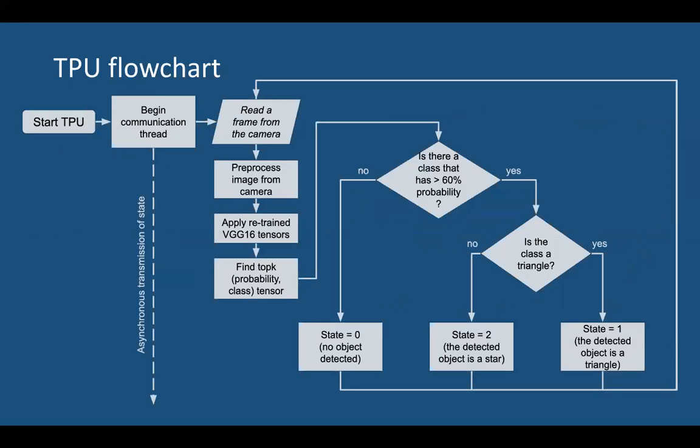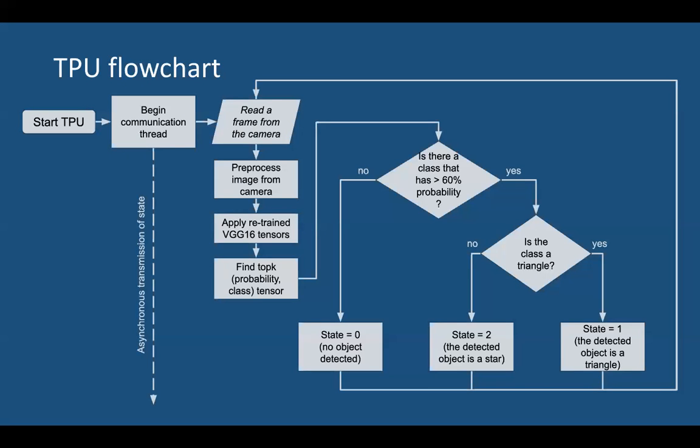Then we read a single frame from the camera, process the image so that it is formatted and sized properly for the tensor, then apply the VGG16 tensors we have retrained. The output of the retrained VGG16 model is a tensor indicating the probability of each class. We find the top class, or top K, and if the class has a probability of greater than 60%, then the model has identified an object in the image. Otherwise, the model is reporting that there is no object in the image.